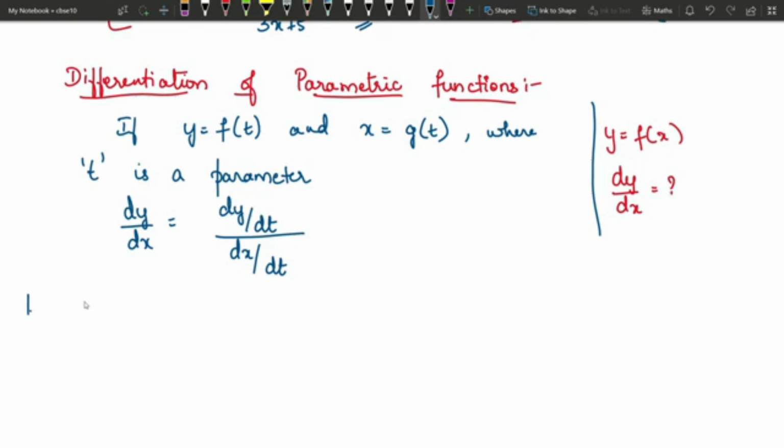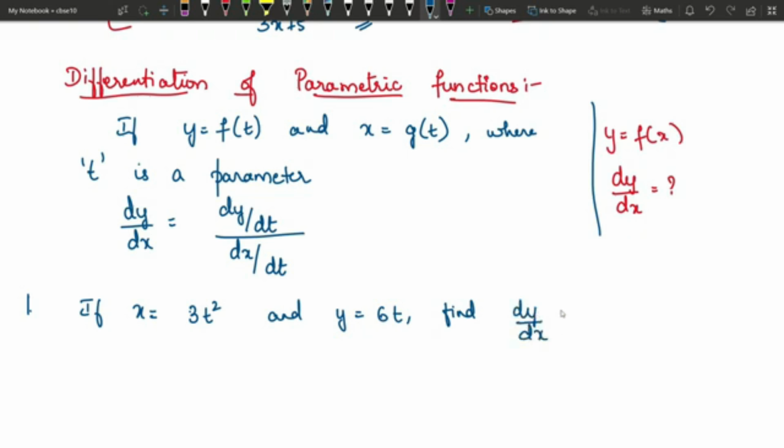First example, if x is equal to 3 into t square, and y is equal to 6t, find dy by dx.